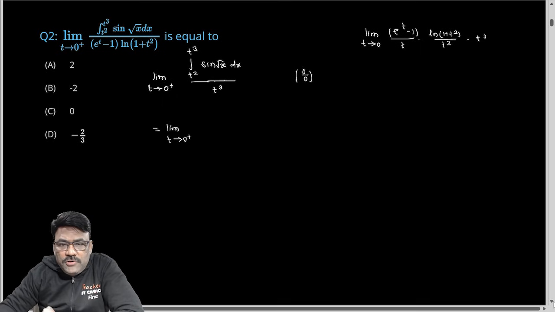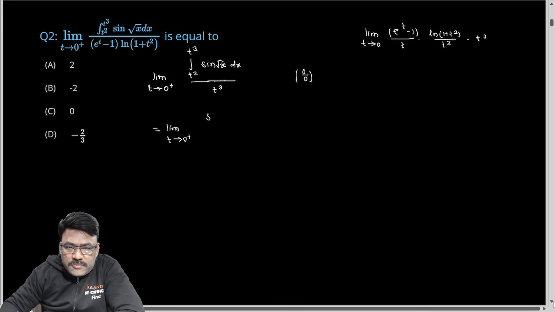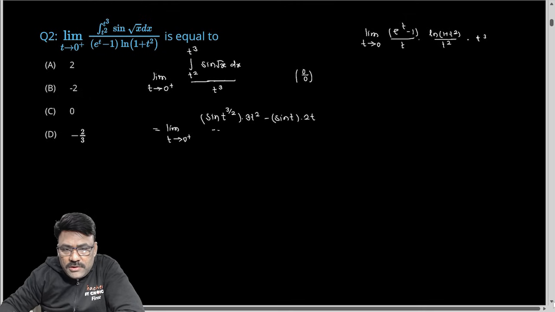So let's differentiate numerator and denominator with respect to t. The numerator will be differentiated using Leibniz formula, meaning t is replaced by the upper limit. So sine of root t cube, which means sine of t raised to 3 by 2, and then the derivative of the upper limit is 3t square. Then sine of root t square, which is sine t, and the derivative of the lower limit is 2t, whole divided by the derivative of the denominator, which is 3t square.